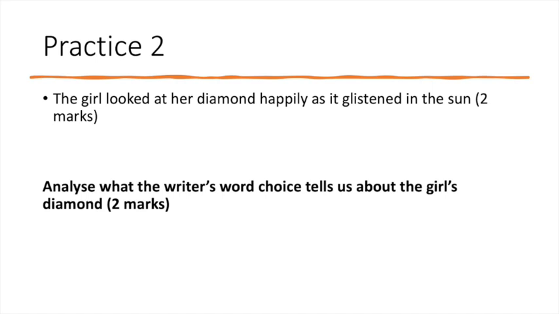Here's another practice question. The girl looked at her diamond happily as it glistened in the sun. Your question is to analyse what the writer's word choice tells us about the girl's diamond. You've got more than one option here that you could pick, so think carefully about which word you're going to talk about and what it suggests.